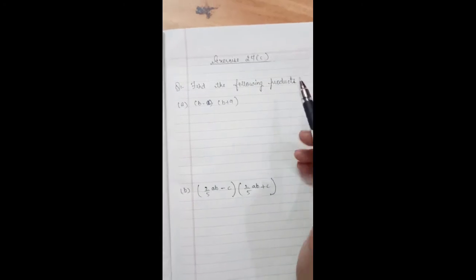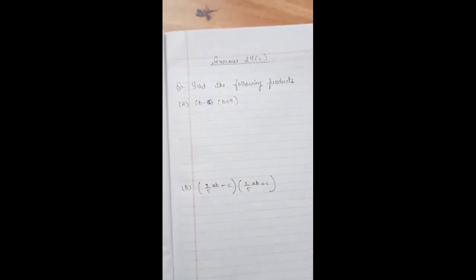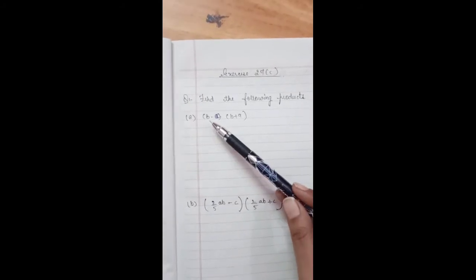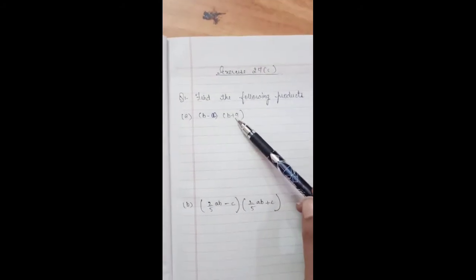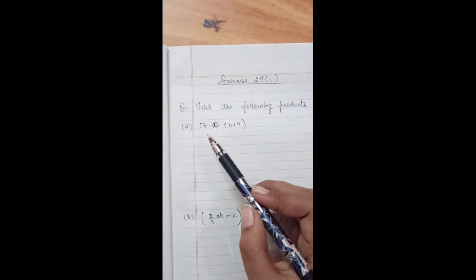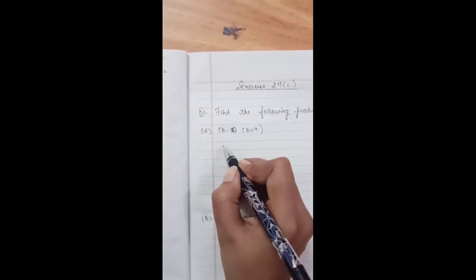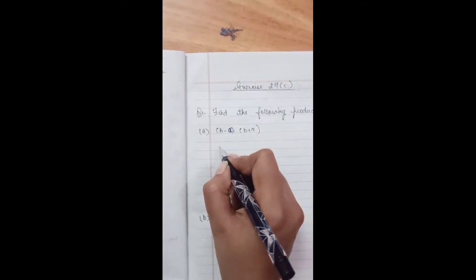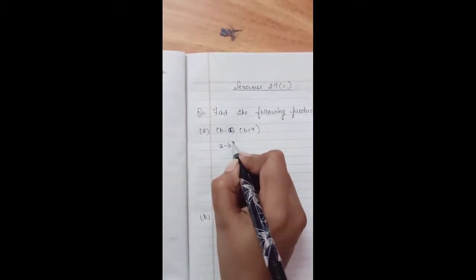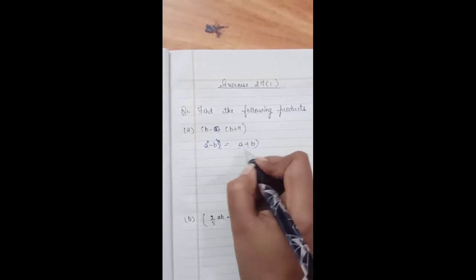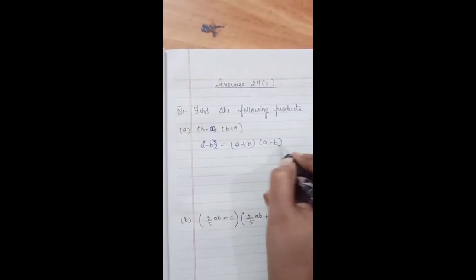Now come to exercise 27C. Question number 1. Find the following products. This is 1. B minus A and B plus A. So here which identity we use? We use the identity A square minus B square is equals to A plus B, A minus B.